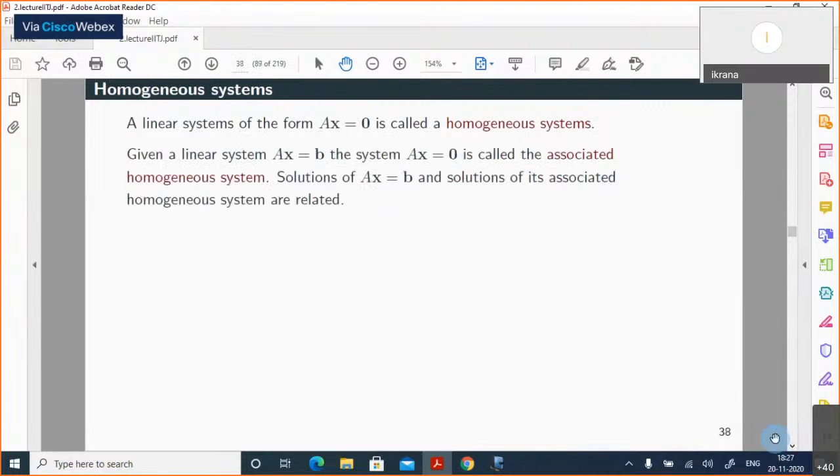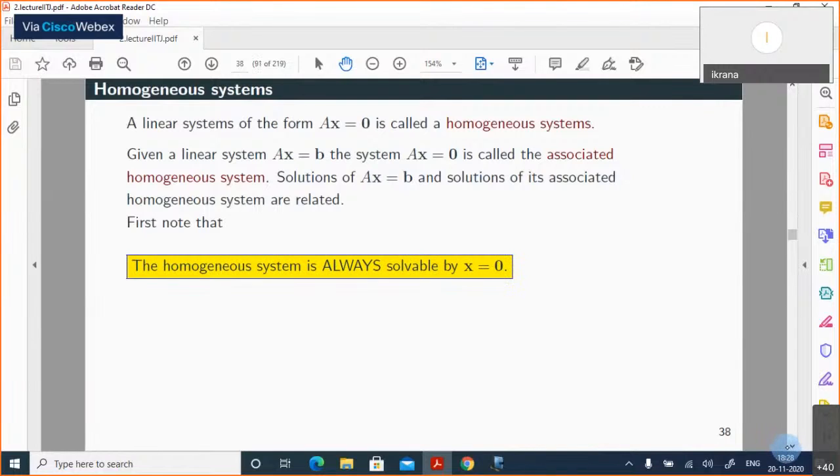So just now we said homogeneous system. If in a system of linear equations, the coefficients b1, b2, ..., bn are all 0, then that is called a homogeneous system. Solutions of the general equation Ax equals b and solutions of the homogeneous system are related to each other in an obvious way. A homogeneous system is always solvable because x equal to 0 is a possible solution.